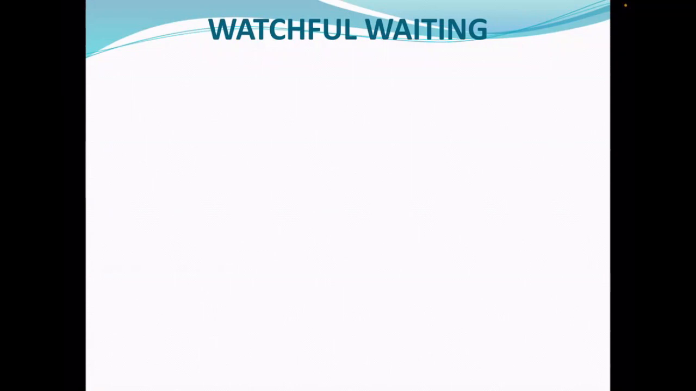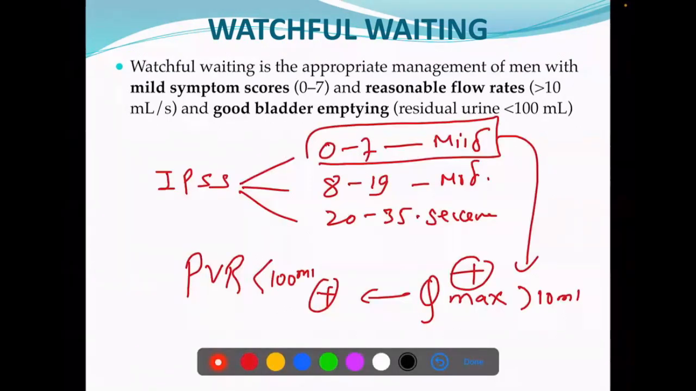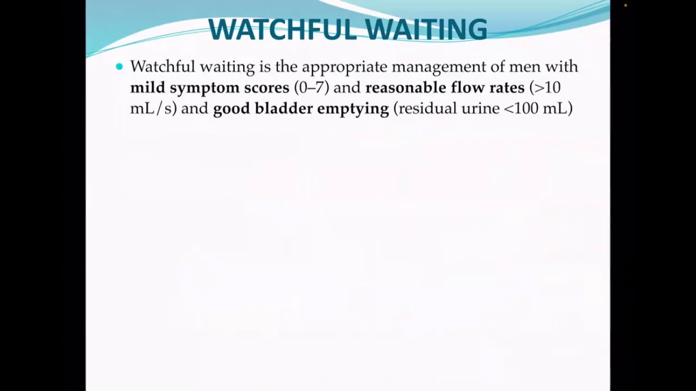So watchful waiting is appropriate for the patient having mild symptoms. We have used three criteria: one, the symptom score; two, the uroflowmetry criteria; and three, ultrasonogram criteria. We haven't used the size of prostate, because size of prostate does not correlate with symptoms. Sometimes a smaller prostate can cause severe symptoms, whereas sometimes even a large prostate may not present with severe symptoms. Watchful waiting means we wait, we don't give any medication.